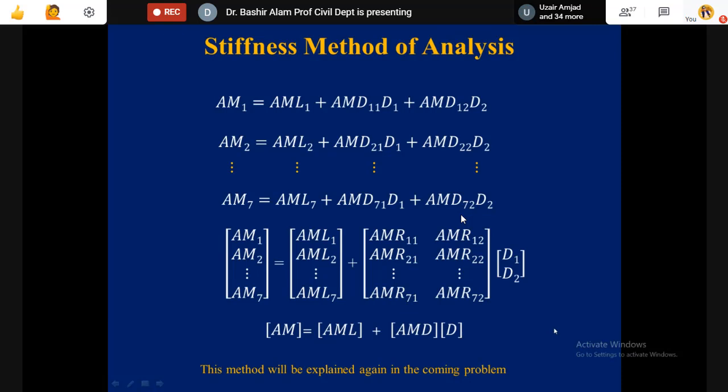And we will explain all these things, how to pick these values and how to calculate the member end actions, with the help of examples. But you should be looking at the resemblance between the steps in these two methods.